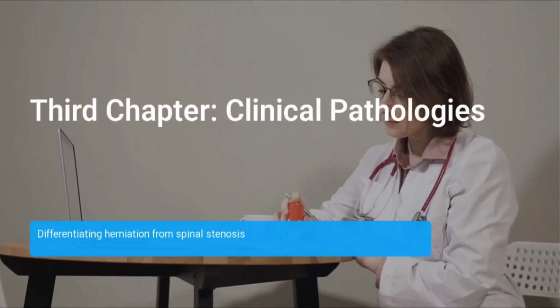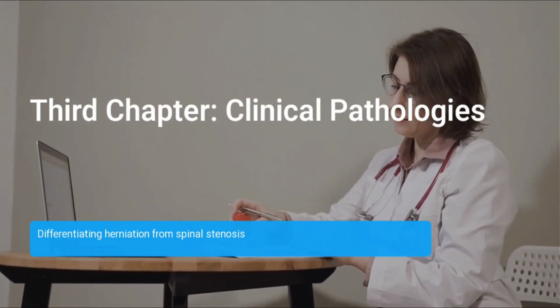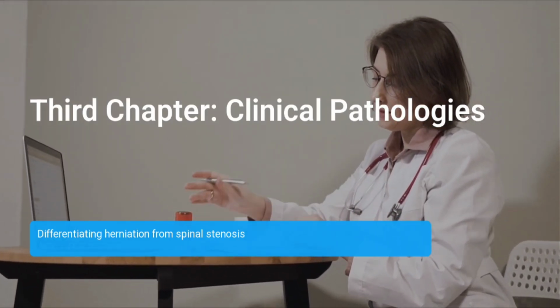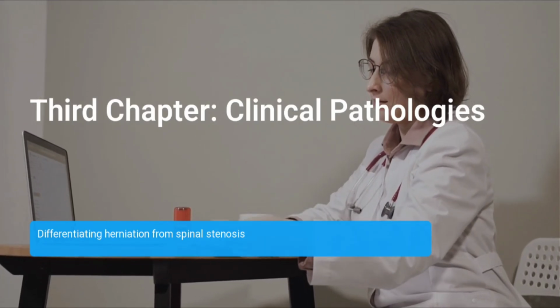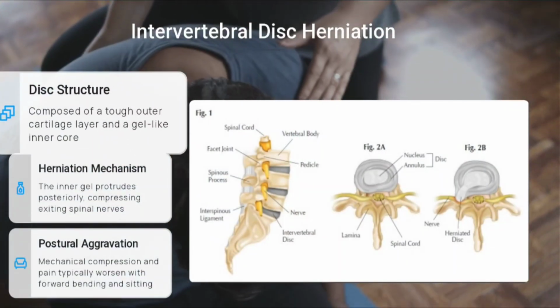We now enter our final chapter on clinical pathologies. We will contrast disc herniation and spinal stenosis, focusing on how different mechanical issues lead to distinct patient symptoms. An intervertebral disc acts as a shock absorber.